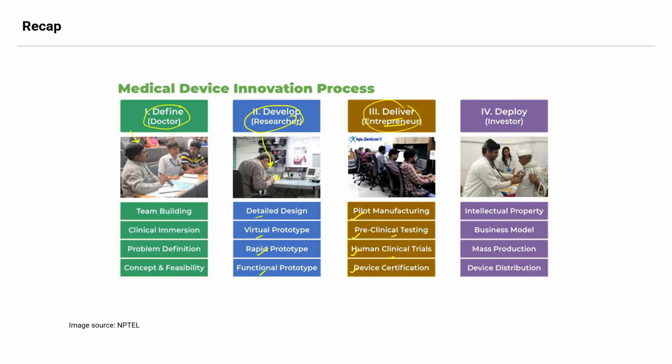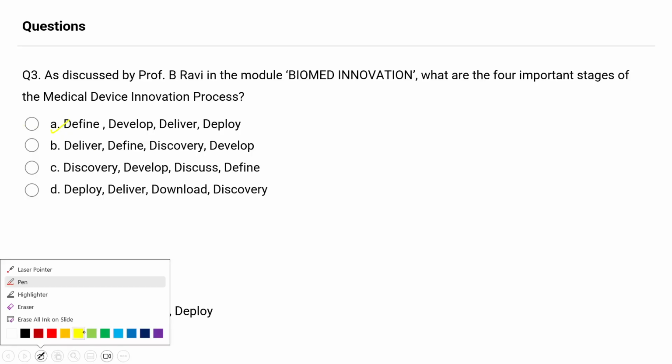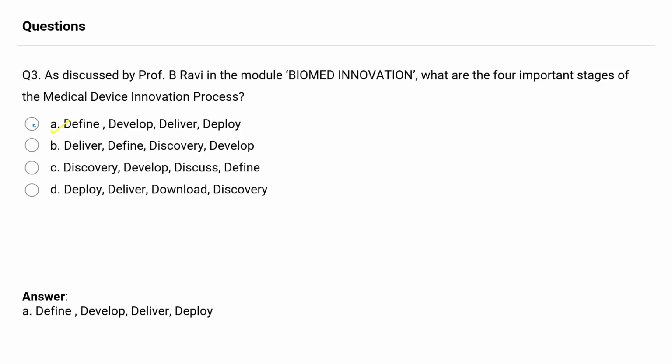And then comes deploy, where the investor plays a role because it will require a lot of funding in terms of reaching out to the users, reaching out to the right audiences. So it is about intellectual property filing, business model, mass production, and things like that. So the correct answer is option A, which is define, develop, deliver, and deploy.